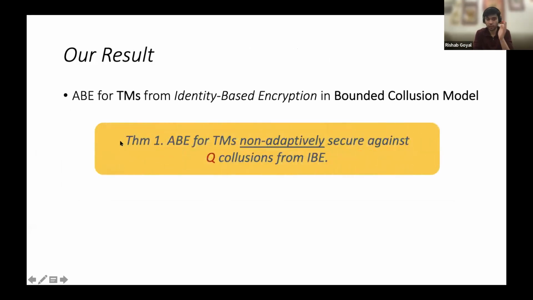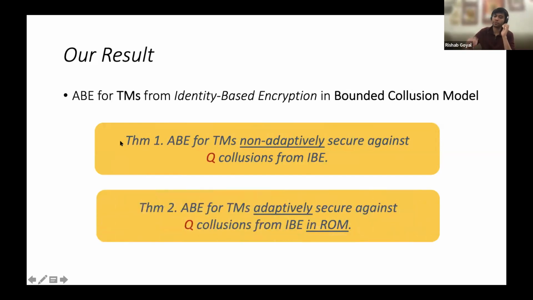And the two theorems we show in this work are that, starting with IBE, you can build a non-adaptively secure ABE scheme with Q collusions. And you can also upgrade this security to adaptive security if you work in the random oracle model.